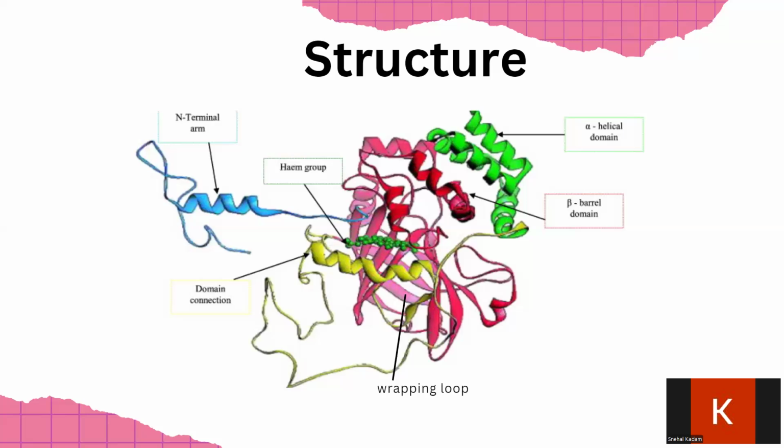Then the heme group. It is a crucial component of catalase, the enzyme that decomposes hydrogen peroxide into water and oxygen. The heme group acts as a cofactor, providing the chemical environment for catalase to perform its function of decomposing hydrogen peroxide. Then the domain connection. This is the part of catalase that connects all the remaining parts in the structure.